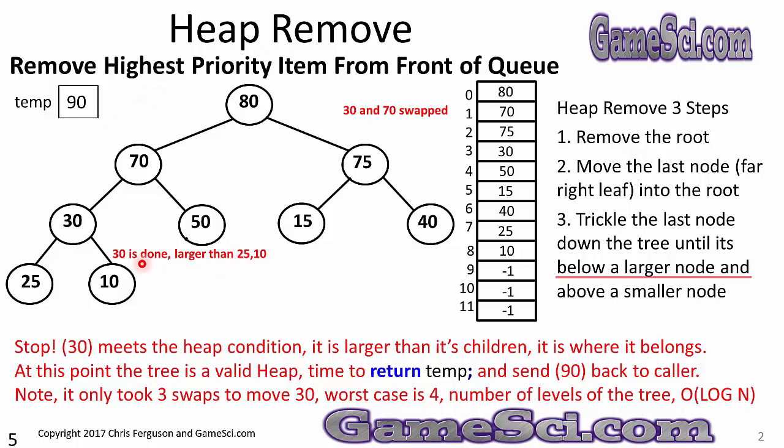30 is done. Why is 30 done? Because it's larger than 25 and 10. The last thing we did here was 30 and 70 swapped. 30 and 70 changed places in the array. Note, it took only 3 swaps to move 30. Worst case on this tree would be 4, or the number of levels of the tree. That is an order of log n algorithm. If I have a 10 level tree, I might have to swap 10 times when I trickle down.